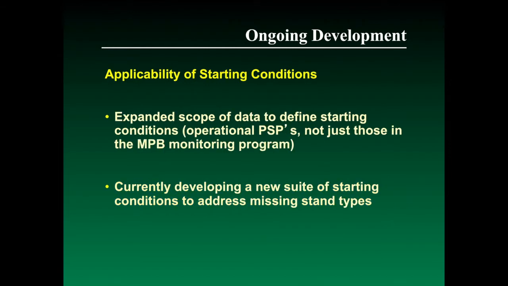To address that, we've expanded the scope of the data used to specify starting conditions. Initially, we had limited ourselves just to the FGYA PSPs that were identified for monitoring beetle kill and the effects of beetle kill. We've now thrown the gate wide open and are looking at actual operational PSPs from all the companies involved in the project. We're currently developing a new suite of stand types and starting conditions that will be incorporated into the model.